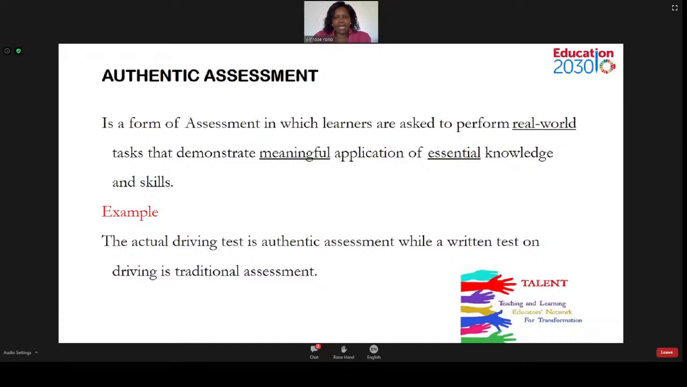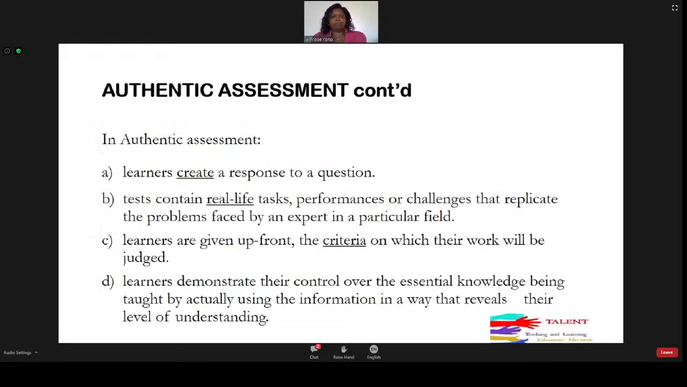Basically, in authentic assessment, learners are asked to perform real-life tasks that demonstrate meaningful application of essential knowledge and skills. For instance, the actual driving test is authentic assessment, while a written test on driving is a traditional form of assessment.